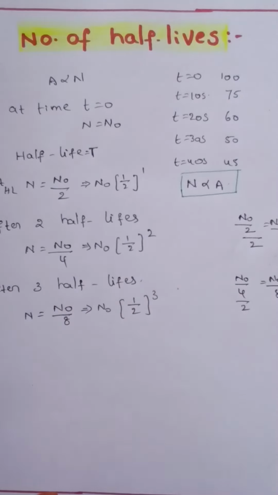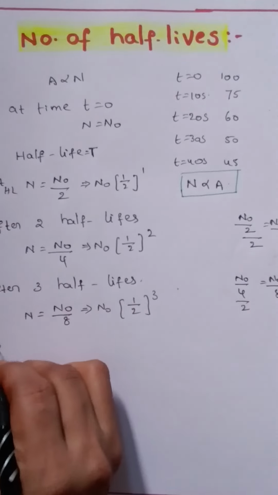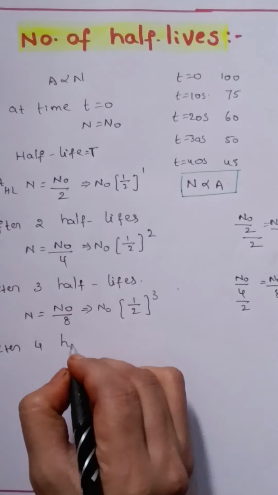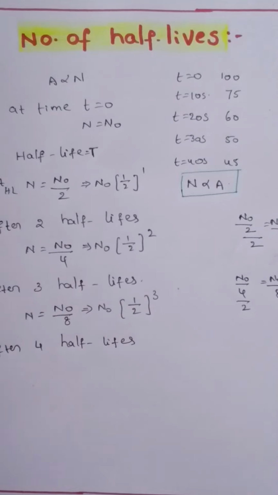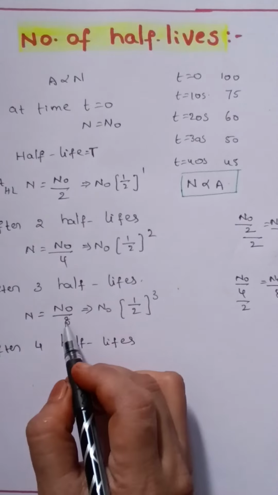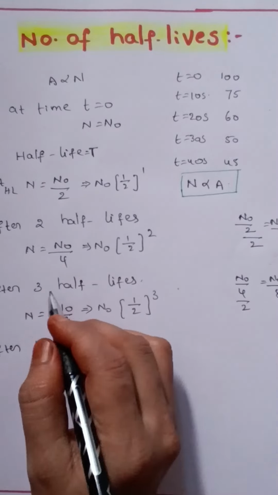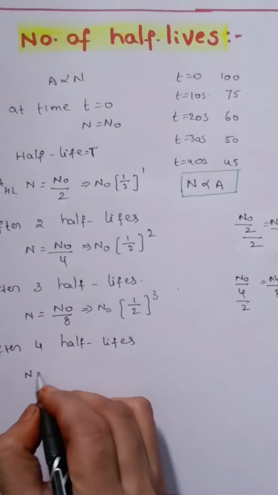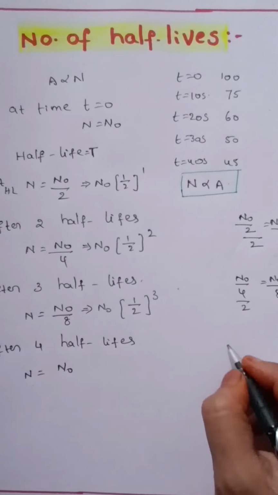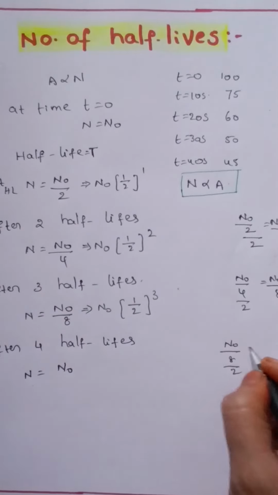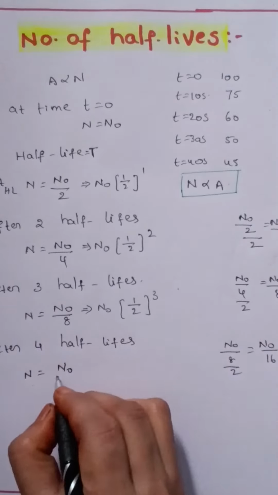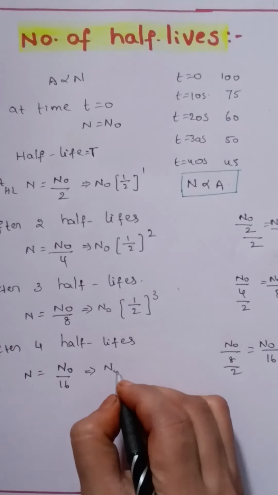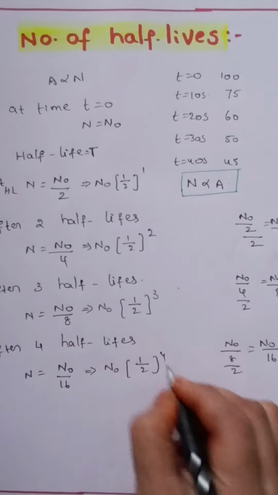Okay, we'll see one more half-life. After 4 half-lives, what do we get again? Remember, half-life means the time taken to disintegrate half of its quantity. That means now the quantity is N naught by 8. Half of the quantity means N naught by 8 divided by 2 only. So N is equal to N naught by 16, which can be written as N naught into 1 by 2 whole power 4.